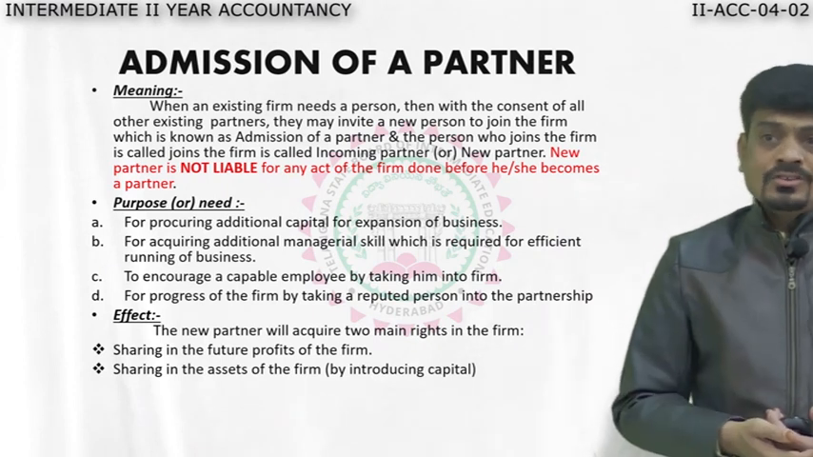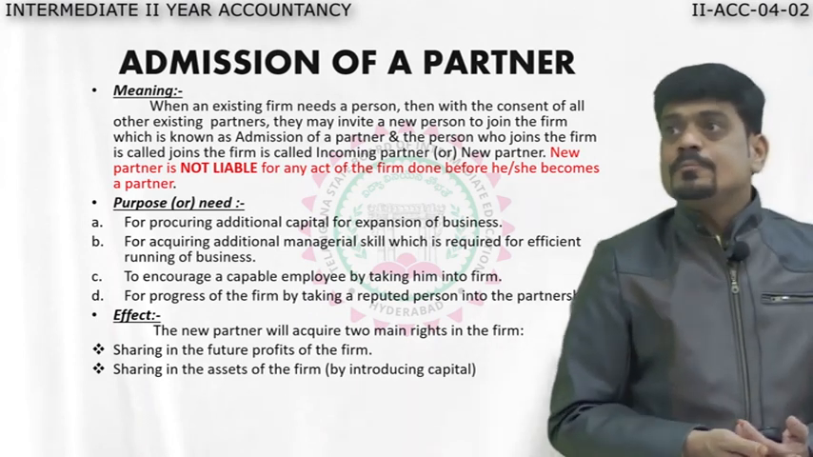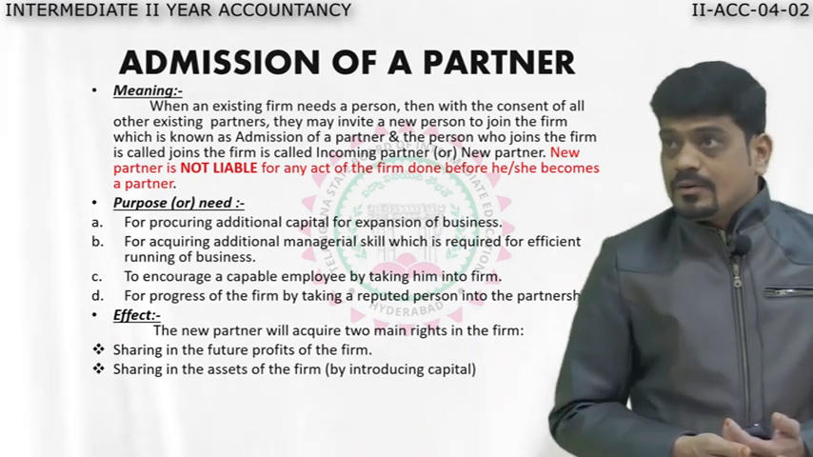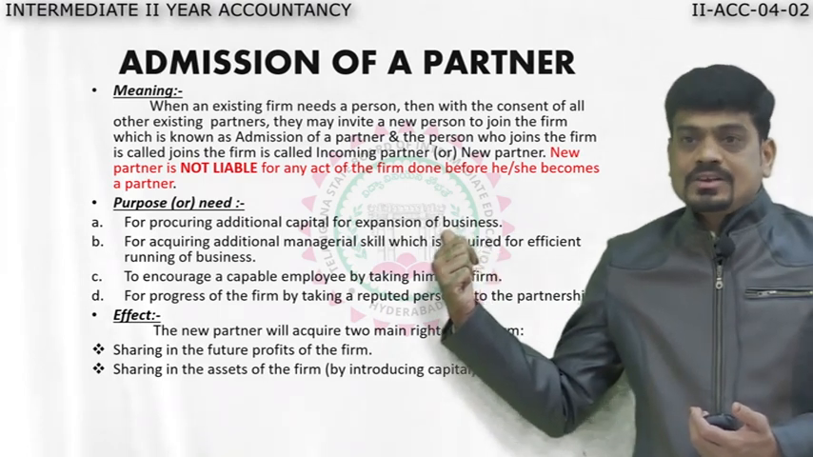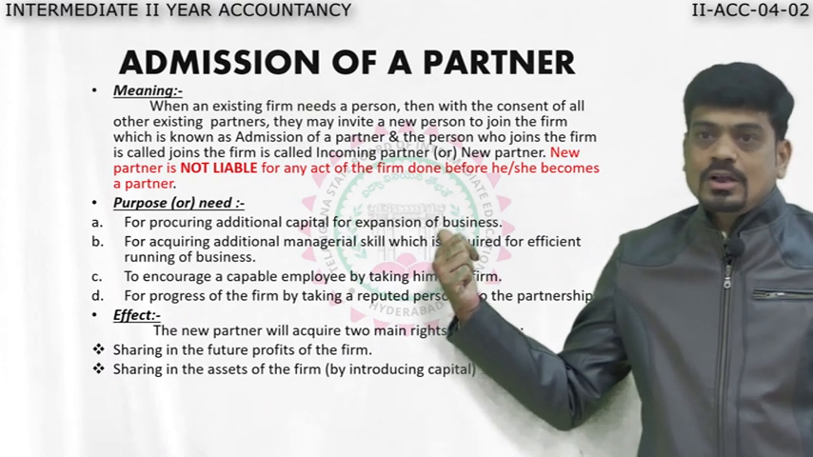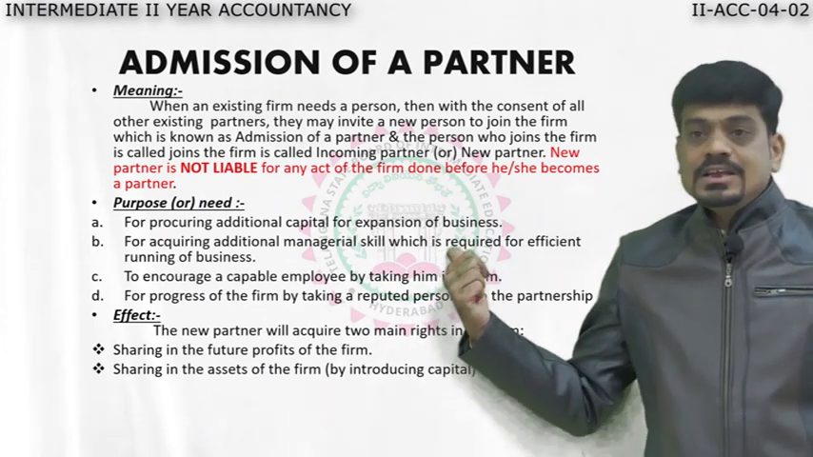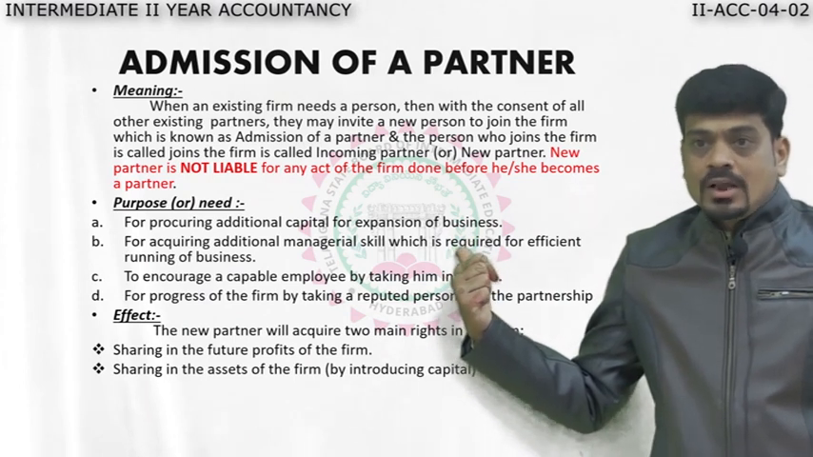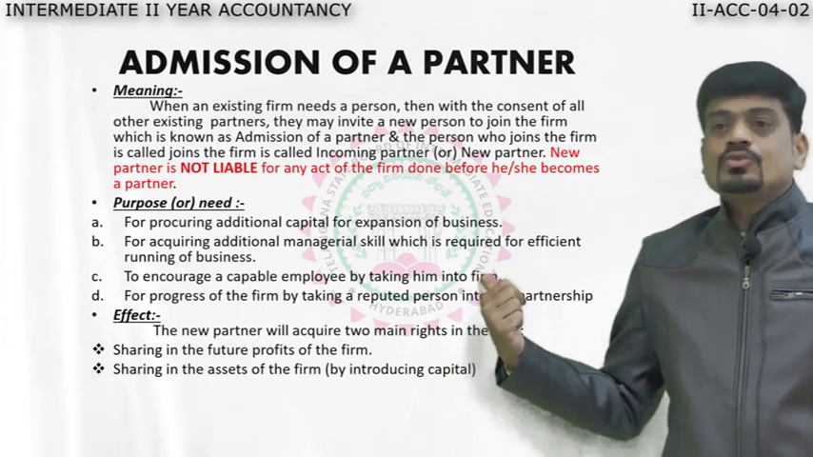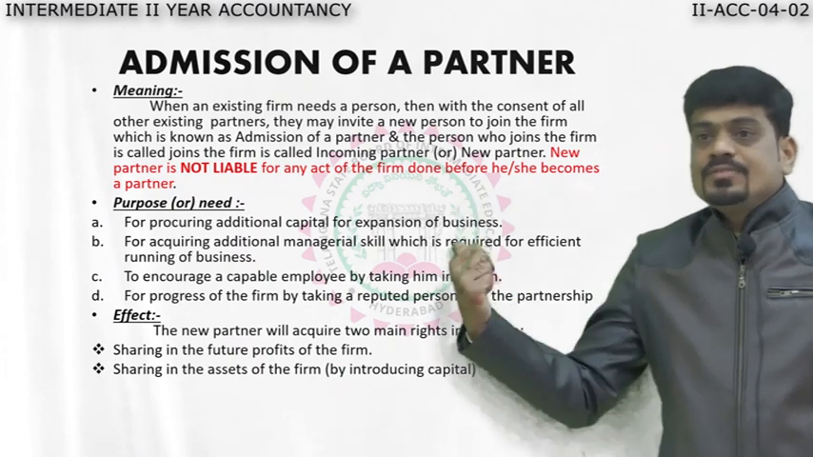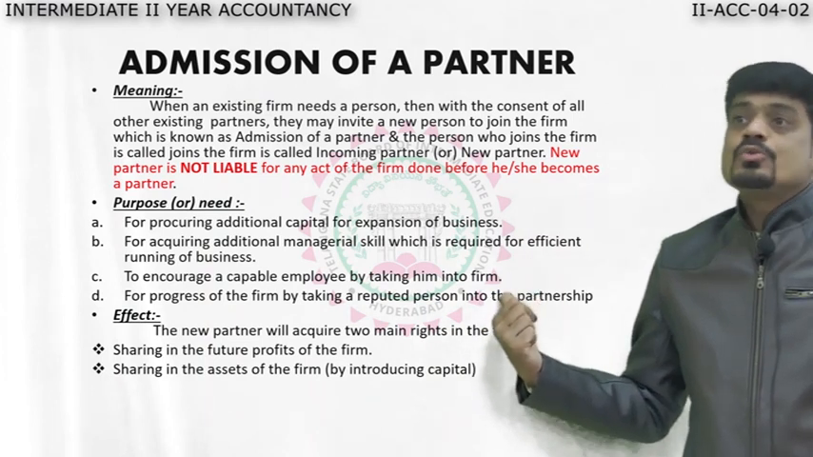And admission of a partner, why do we need it? Why would the existing partners take a new partner into the firm? The reasons are, first, when the firm needs additional capital, or when the firm needs managerial skill for efficient running, if they need any good hand, any other person, or if they want to encourage the employees to become partners of the firm. In these events, they require a new partner to join the firm.